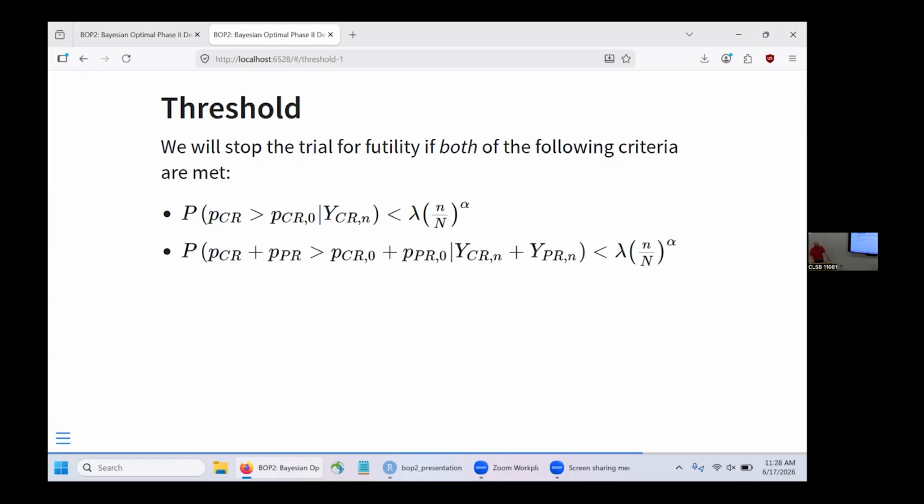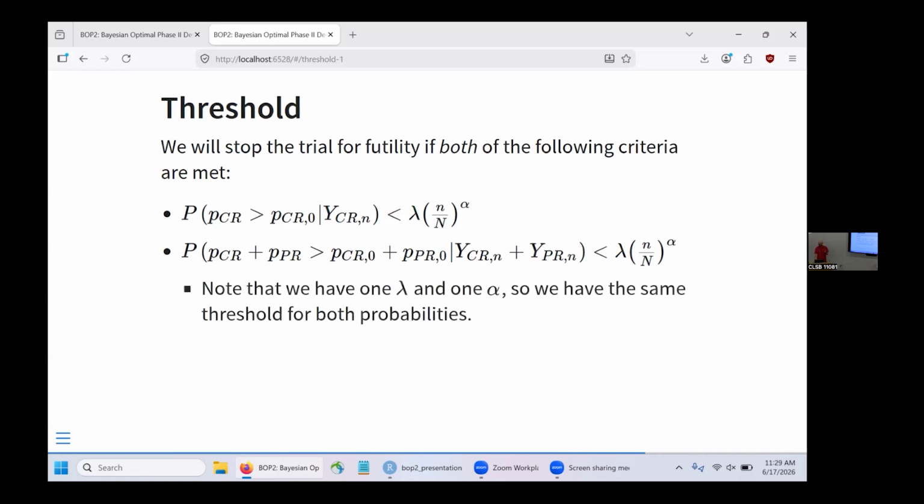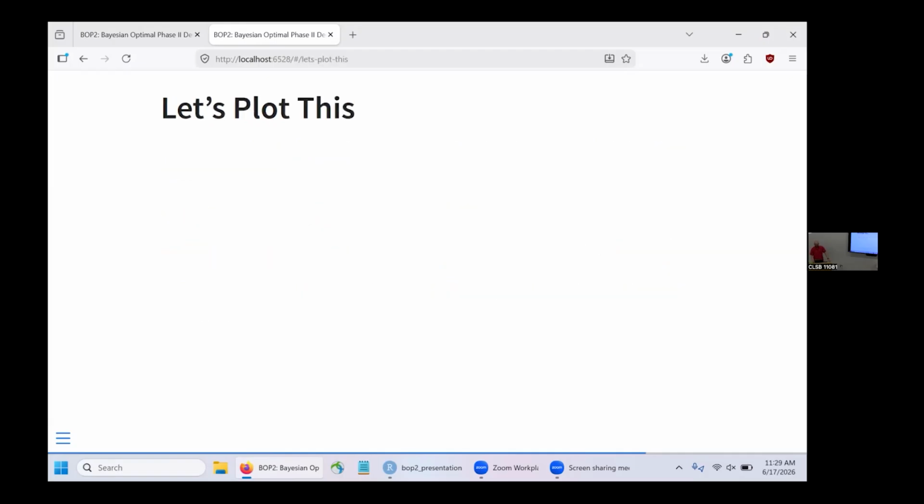There is a lot of notation on this slide. I apologize. We're stopping for futility if both the probability of complete remission is low and the probability of either complete remission or partial remission is low. I admit this is a lot of notation. In order to make this make sense to me, I plotted it. So I want to show you my plots. Oh, and I should note at this point that it's the same lambda and alpha.